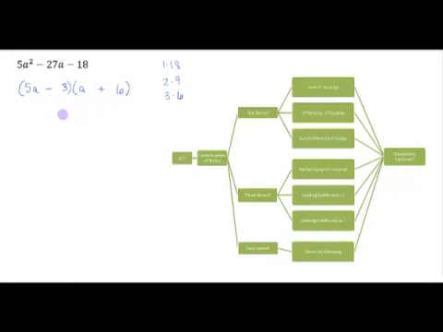I have a 30a and a negative 3a makes a 27a, but I need a negative 27a, so I'll make this the positive and this one the negative, and that takes care of my factorization. And are we completely factored? Yes, we have no exponents left in order to have a chance to be factorable.